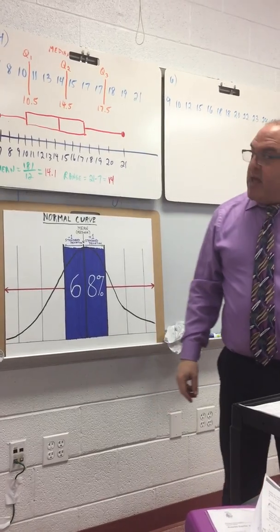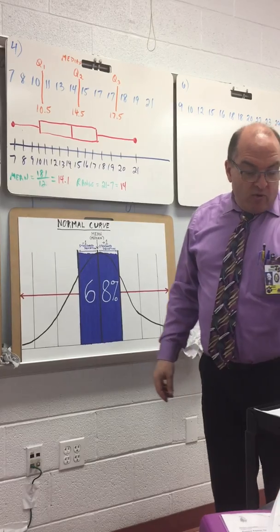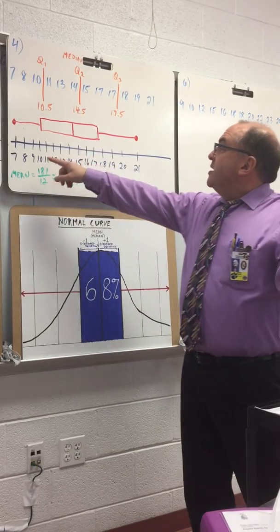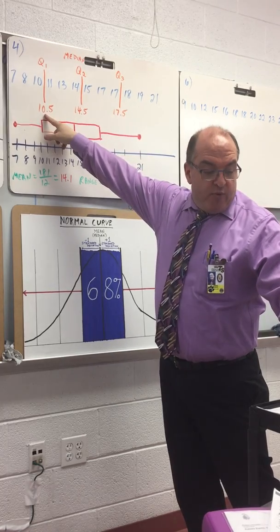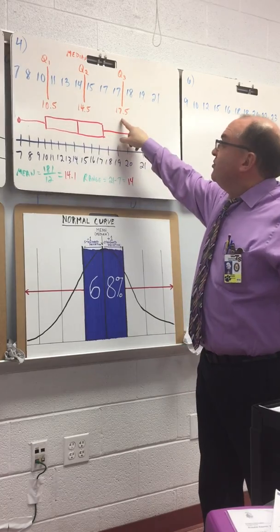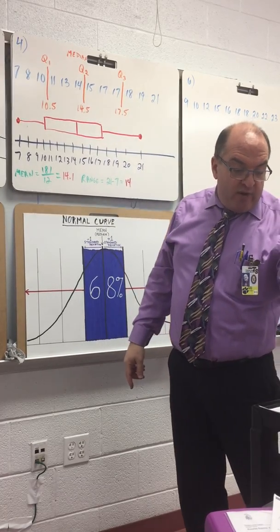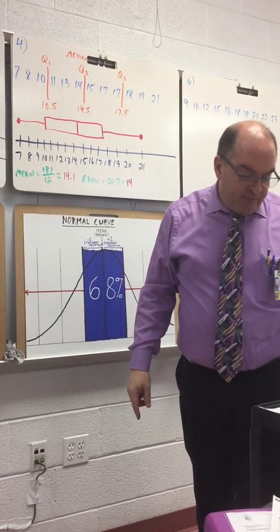Now, what's your minimum? 7. Write 7 for min. What's Q1? 10.5. What's Q2? 14.5. What's Q3? 17.5. What's your max? 21. Okay?